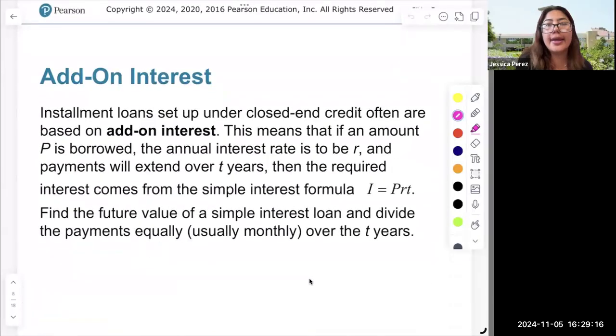Now, there's also add-on credit. Installment loans, also called closed-end credit, are often based on add-on interest. This means that the amount P is borrowed, the annual interest rate is R, and the payments will extend over T years. And then the required interest becomes the formula that we know and love, I equals PRT. Now, to find the future amount of a simple interest loan, you divide by the payments over the T years.